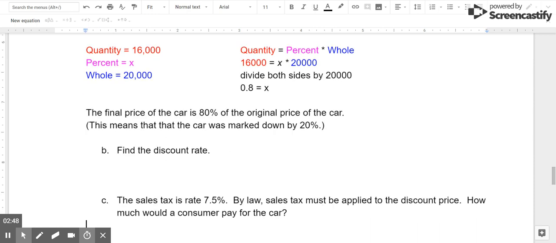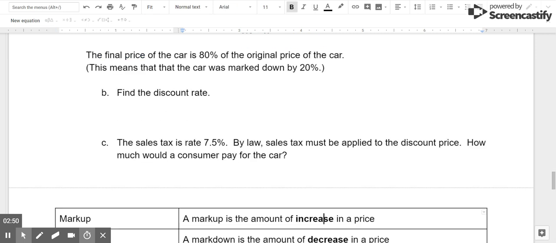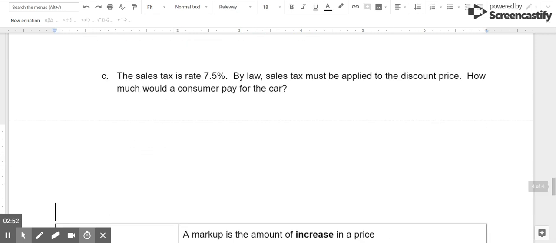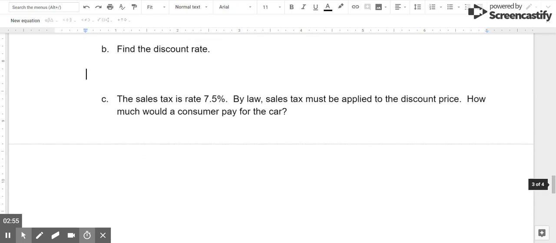We need to use some of the information in our original problem to answer question C. Question C says the sales tax rate is 7.5%. By law, sales tax must be applied to the discount price. How much would a consumer pay for the car? So our discount price is $16,000.